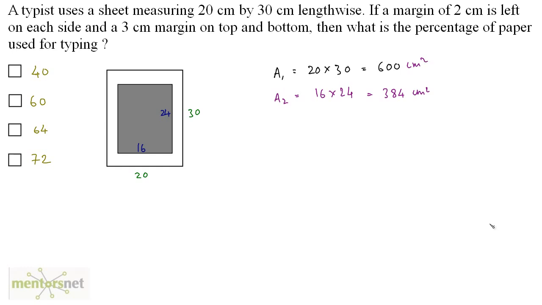Okay, now we have the two areas. We want the percentage of the paper used for typing. That means the typing area upon the total area of the paper, and we want the percentage. So percentage will be equal to A2 upon A1 times 100, right? So 384 upon 600 times 100, these zeros get cancelled out. 384 divided by 6 is 64%, and that's the answer, option C.